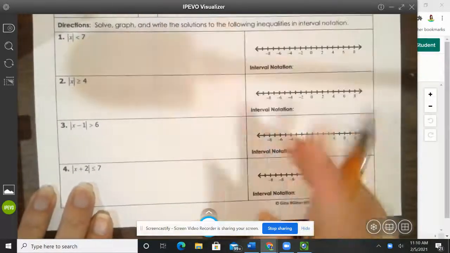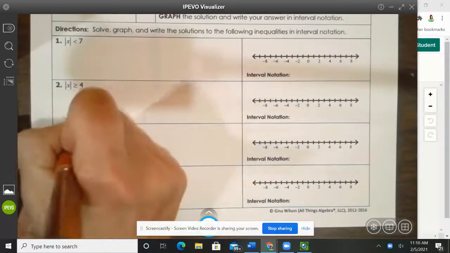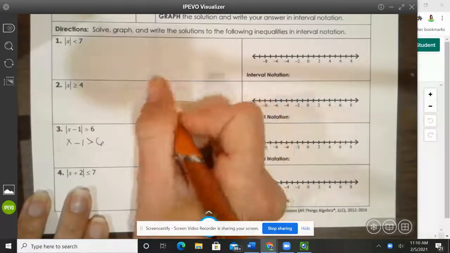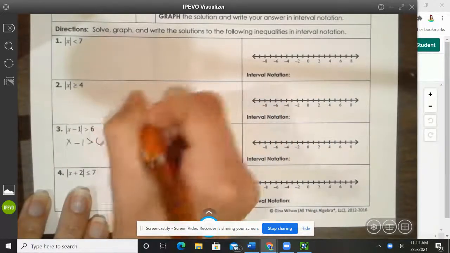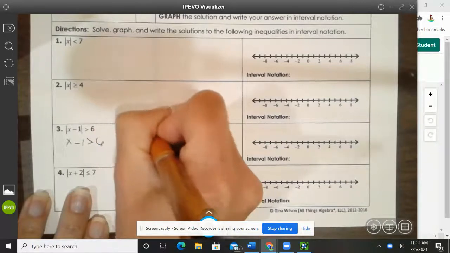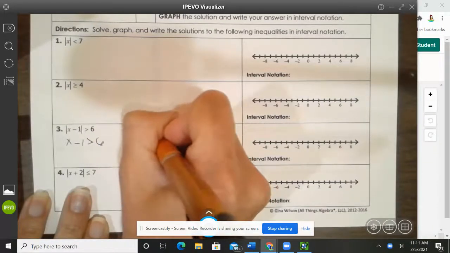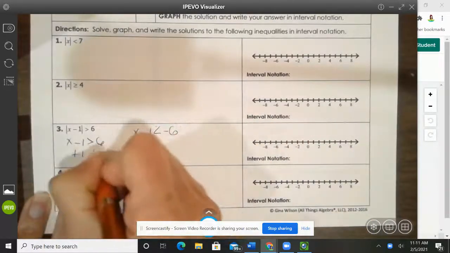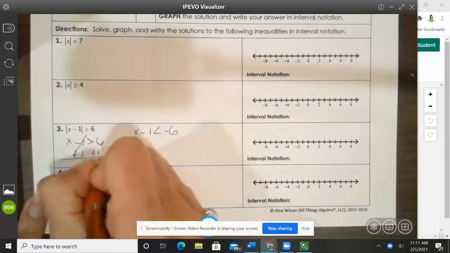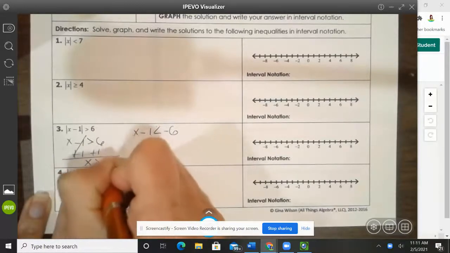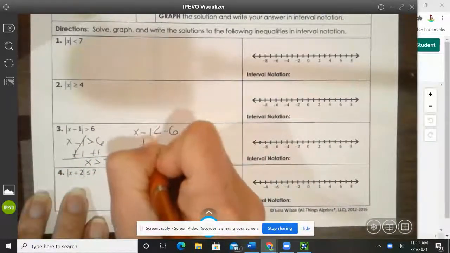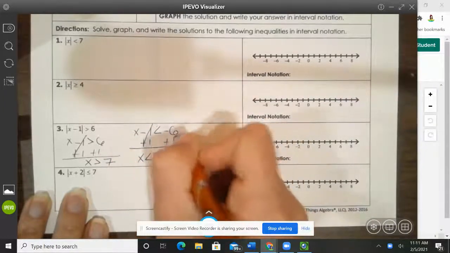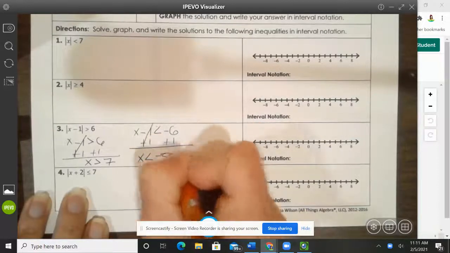So the first case is going to be x minus 1 is greater than or equal to 6, and then we have x minus 1 is less than or equal to negative 6. So let's do that. So plus 1, that goes away, and I have x is greater than 7. Or I have plus 1, that goes away, and I have x is less than negative 5.